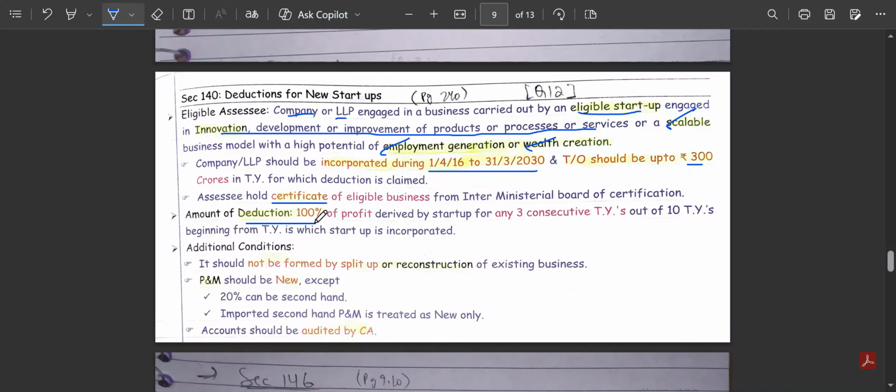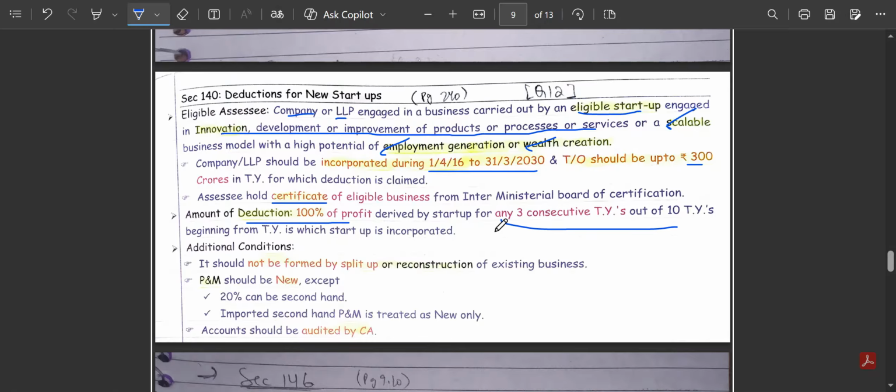Then the amount of deduction is 100% of profit for three tax years out of 10 tax years. This option has been provided because startups usually lose money in their initial phases, that's why they are given a choice of picking a tax year from which they would like to exercise such deduction. And once they exercise such deduction, they will have to do it for consecutive 3 years. They cannot pick 3 years and leave a gap in between out of the first 10 years of the startup.